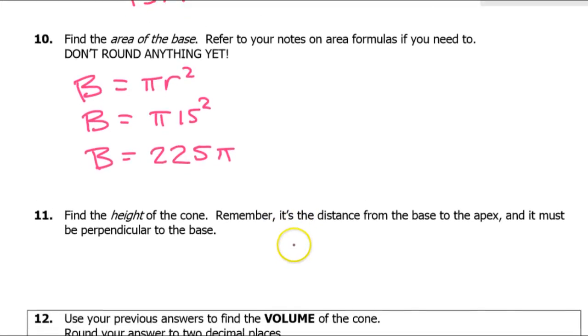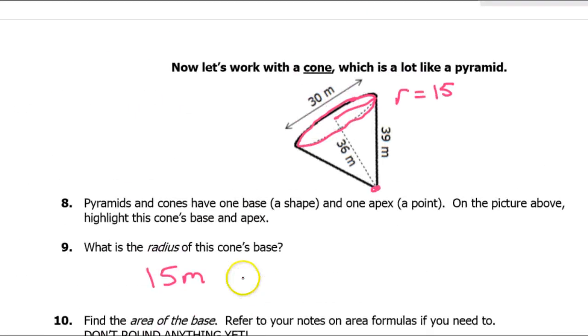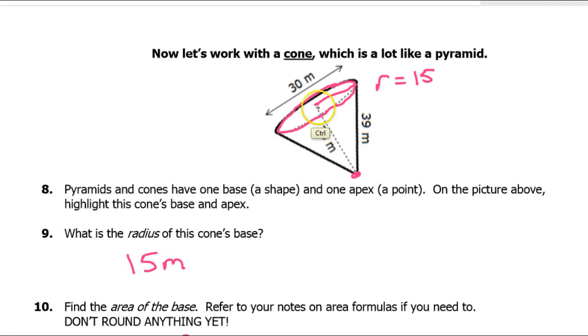Now find the height of the cone. Well, the height is the perpendicular distance between the base and the apex. So the height is what I'm drawing here in green, and that is 36.